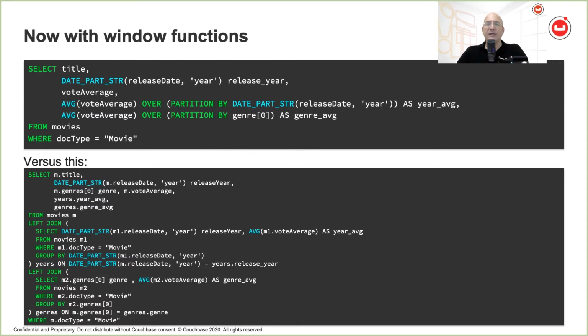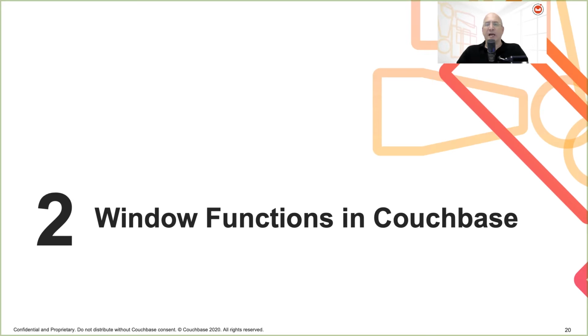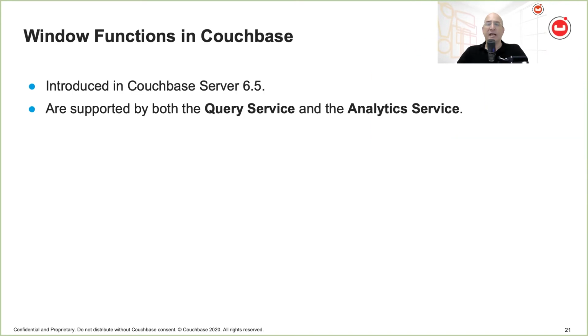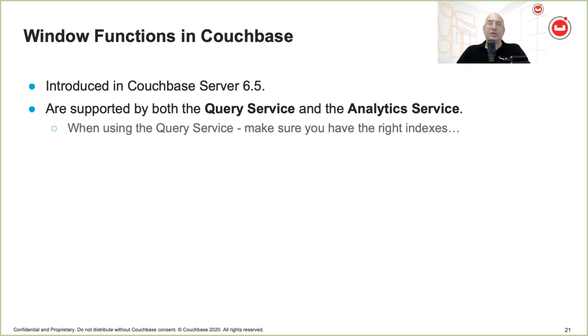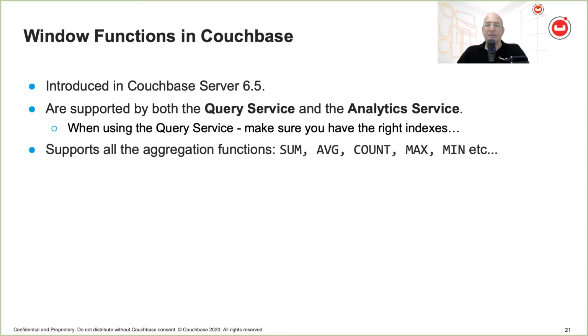Window functions have been introduced in Couchbase 6.5 and are available for the Enterprise Edition only. Window functions are supported by both the query service and the analytics service. Like every N1QL query that is executed by the query service, you need to make sure you have the right indexes, whether they are covering or non-covering indexes. The window functions of Couchbase support all the aggregation functions that Couchbase offers, like sum, average, count, etc.